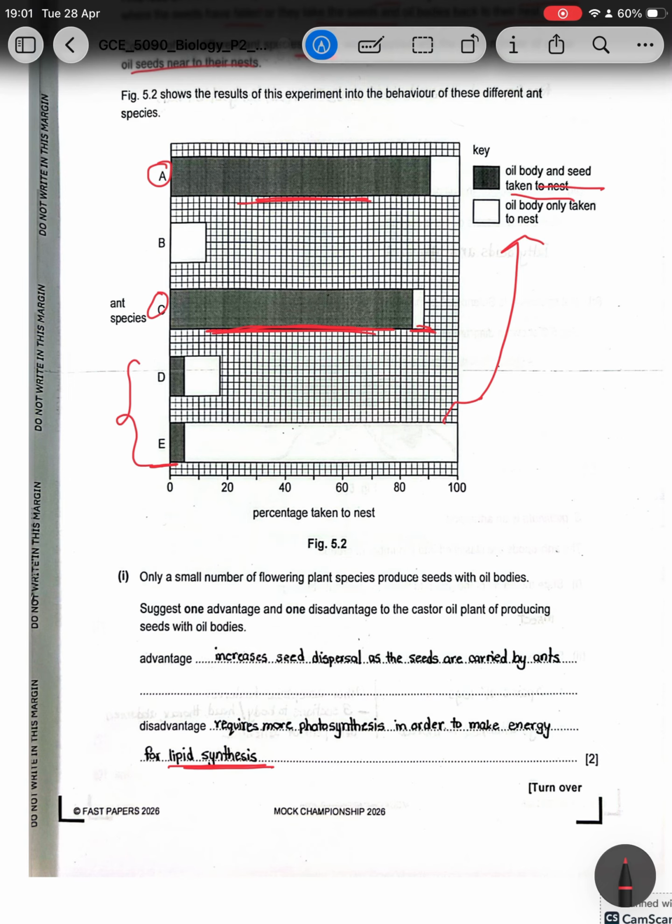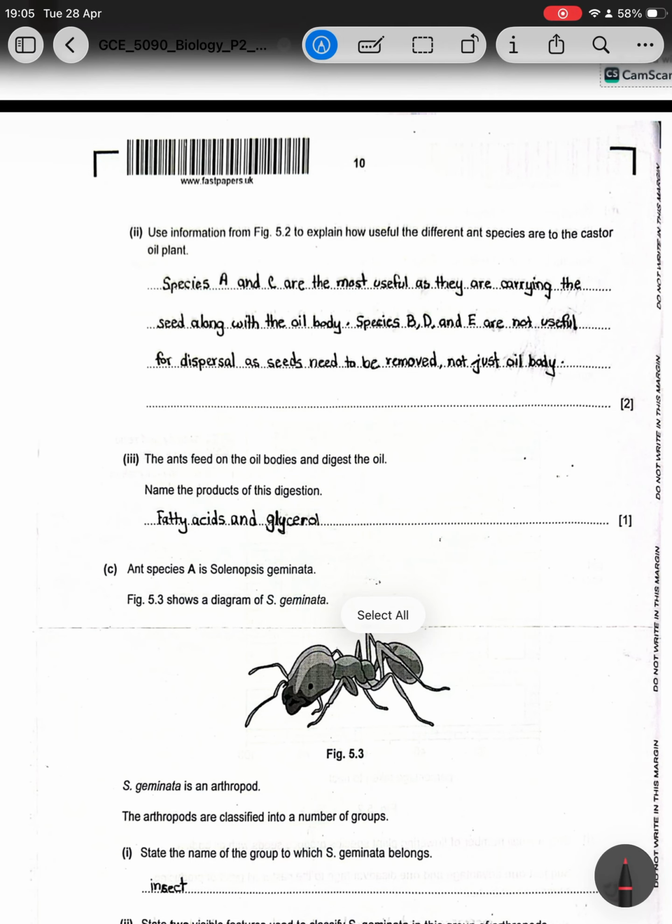So the plant needs to respire more and for longer for the photosynthesis to occur and make energy for the oil production to occur. Okay, so the next part is use information from figure 5.2 to explain how useful the different ant species are to the castor oil plant. So, like we discussed, species A and C are the most useful as they are carrying the seed along with the oil body. But species B, D, and E are not useful for dispersal as seeds need to be removed and not just the oil body.